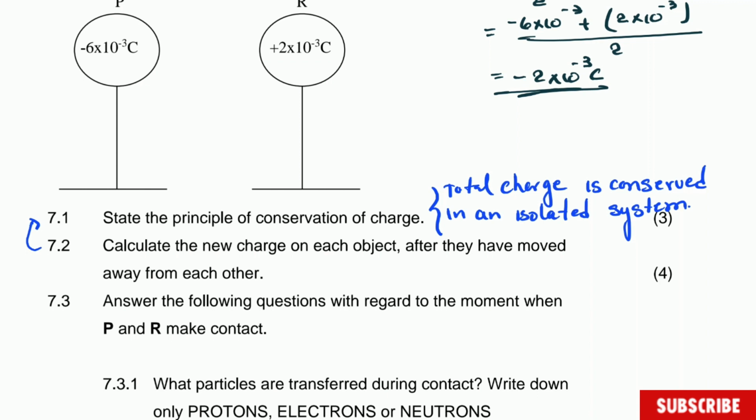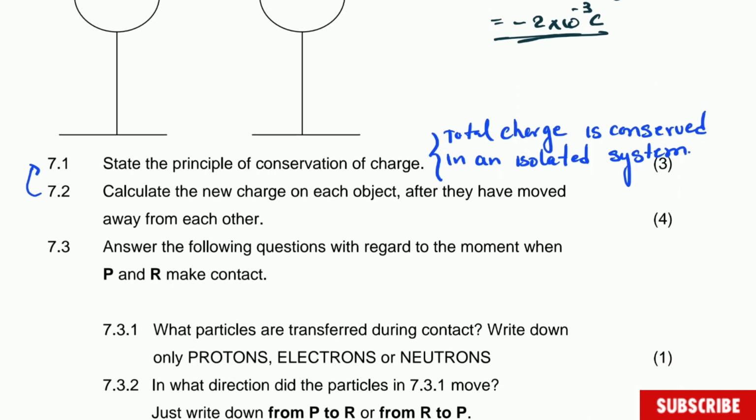Answer the following question with regard to the movement of P and R make contact. When P and R make contact, what particles are transferred during contact? Write down only protons, electrons, or neutrons. And this one is very simple. You need to know that electrons are the ones that are going to move or transfer during this contact process here. The electrons are the ones that move.